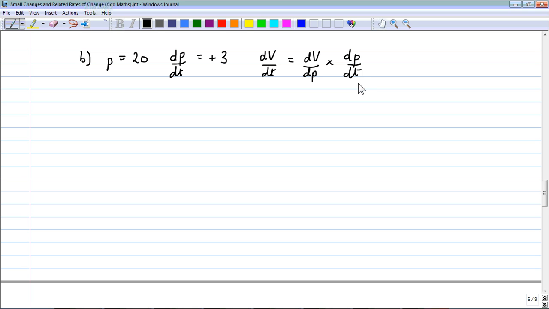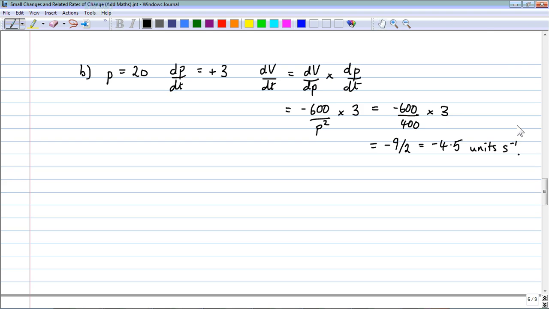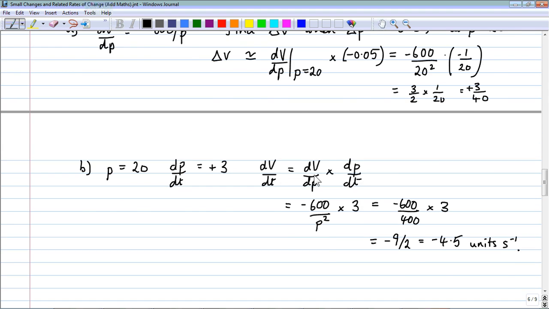dV by dP, we already know, is equal to minus 600 over P squared, and dP by dt is 3. So that's minus 600 over 400 times 3. That's minus 9 over 2, or minus 4.5 units per second.